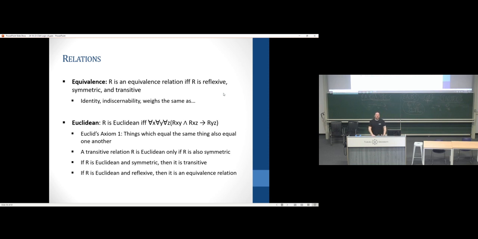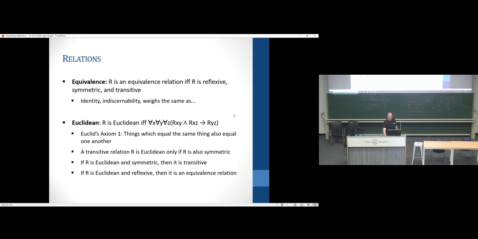Equivalence relations are called that because, well, is equal to is a version of one of these. Identity, indiscernibility, possibly. Weighs the same as, is the same height as, is the same age as, and so on. These are all equivalence relations.